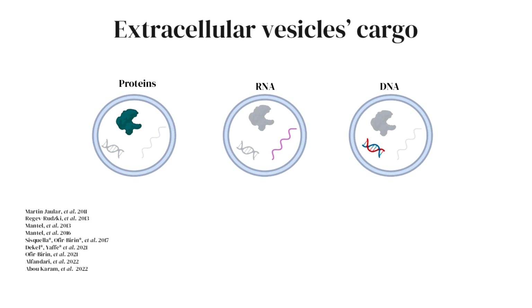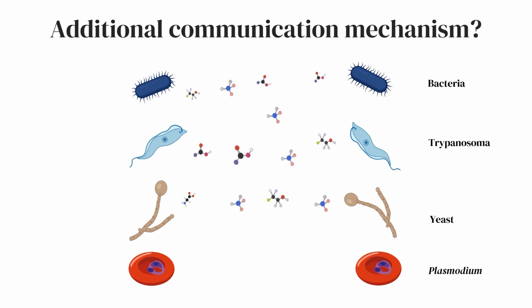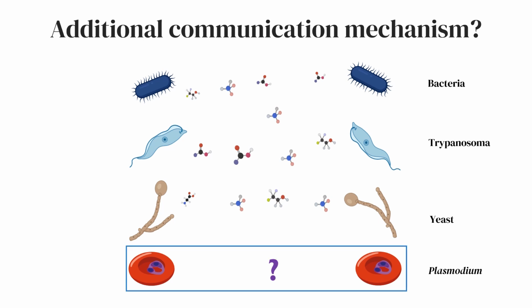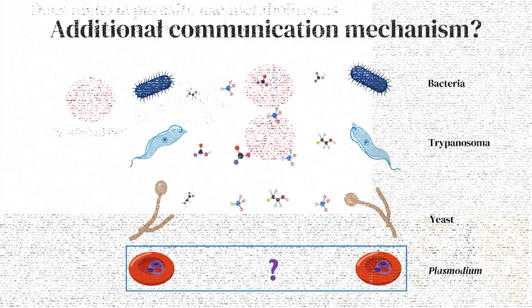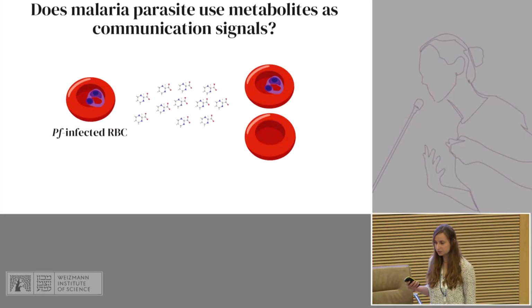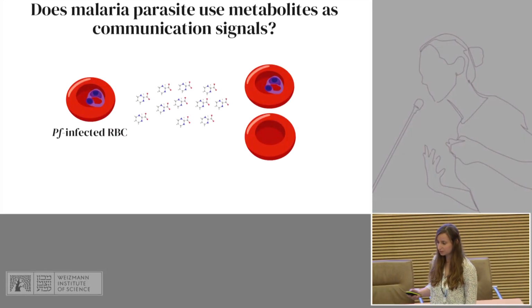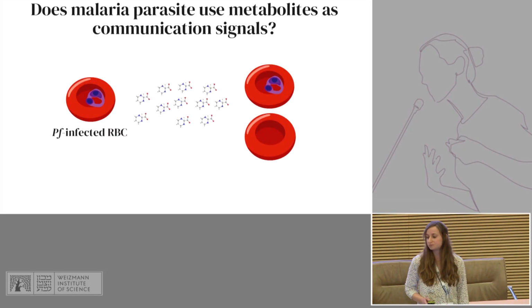But what about other communication systems? We know that bacteria and other microbes use small molecules and metabolites to communicate among themselves. But this field is still unknown in malaria. So we decided to open this question in our lab. Does the malaria parasite use metabolites to communicate with itself or with its hosts?